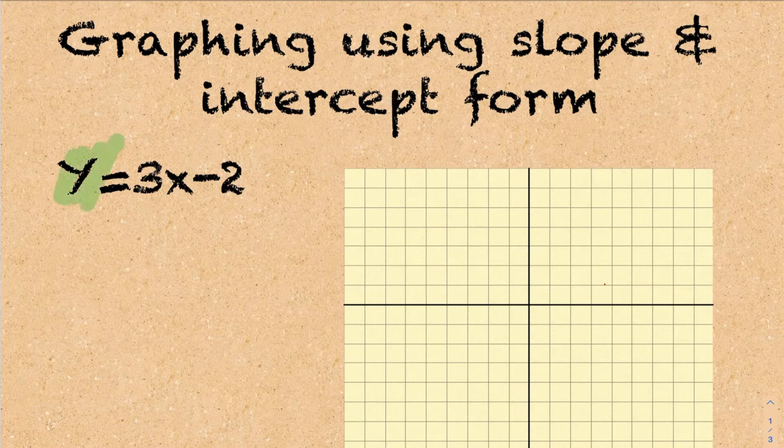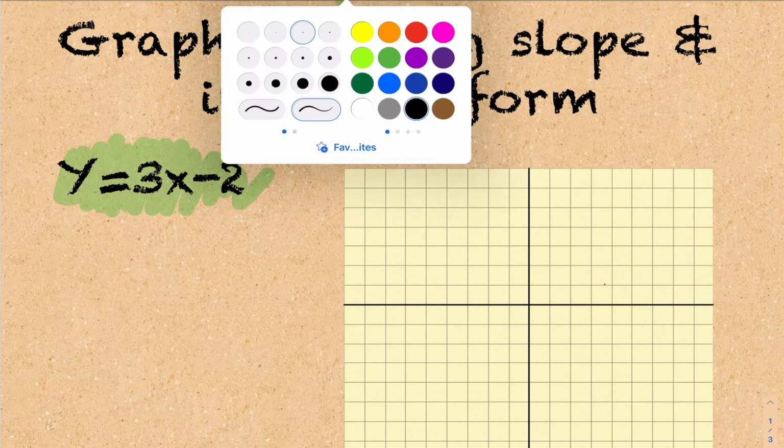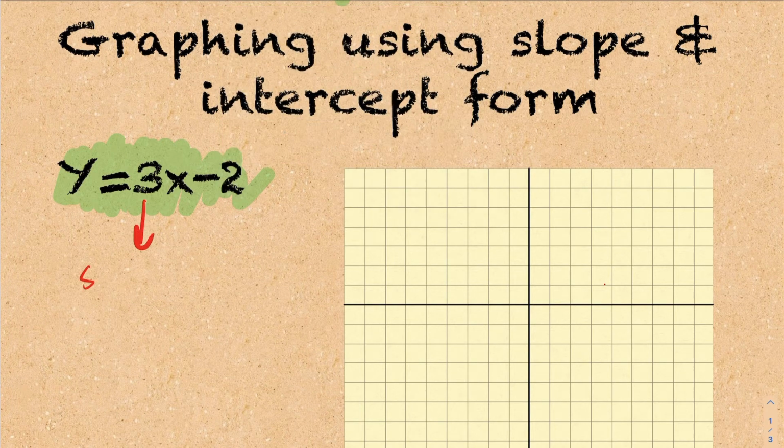So this is slope-intercept form. You can see why they call it slope-intercept form: your slope is right here in front of your x value. That's your m. And then your b value is your y-intercept. So the reason they call it slope-intercept form is because you have your slope and your intercept sitting right there in the equation.